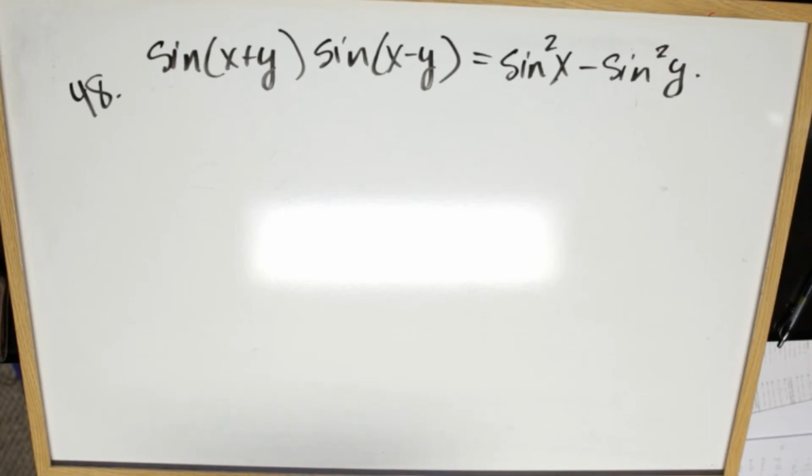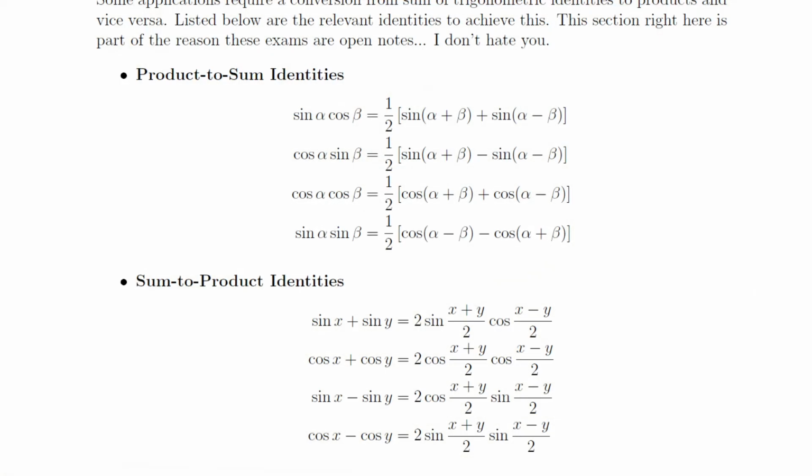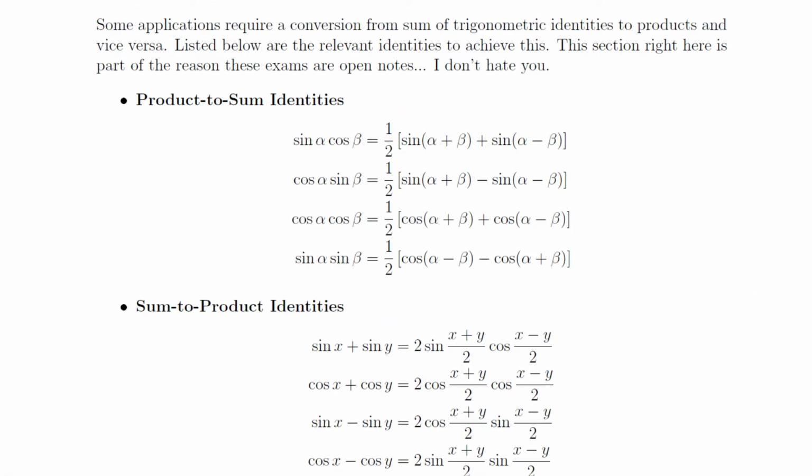So let me go back here and switch to this guy. Okay, so sine of x plus y times sine of x minus y. X plus y, you can think of that as alpha, and x minus y is beta. And so you can use this formula right here. So that's what we're going to do.